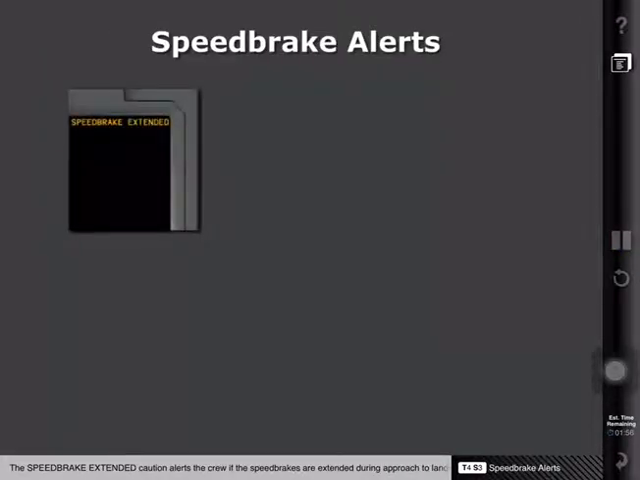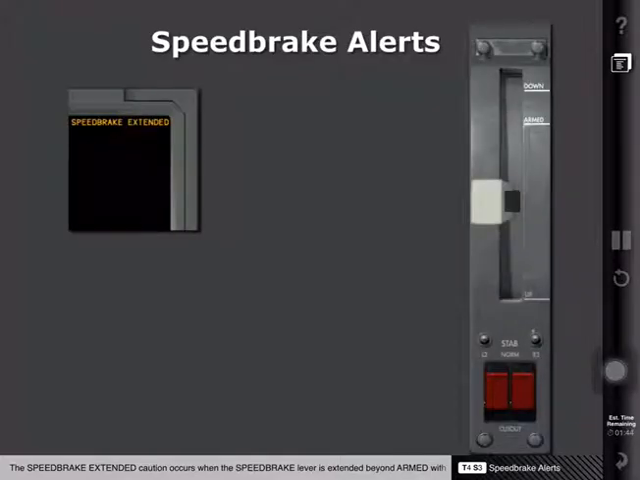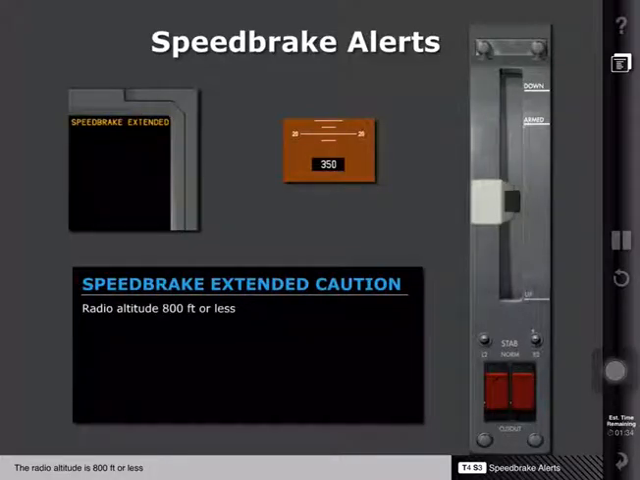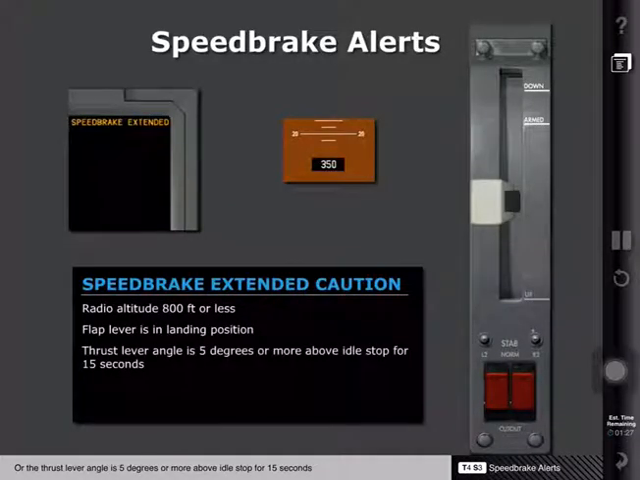The speed brake extended caution alerts the crew if the speed brakes are extended during approach to landing. The speed brake extended caution occurs when the speed brake lever is extended beyond armed with airplane radio altitude 15 feet or greater, and the radio altitude is 800 feet or less, the flap lever is in the landing position, or the thrust lever angle is 5 degrees or more above the idle stop for 15 seconds.